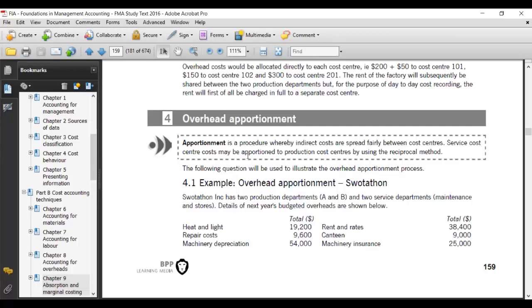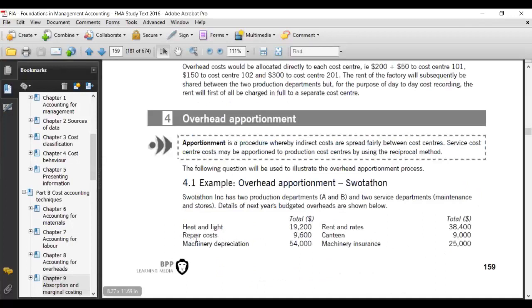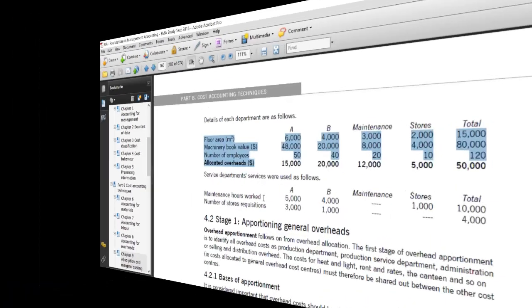Correct? Yes. Canteen, on number of employees. And then machine insurance on value of insurance. Correct? Now, we have discussed those 6 costs. Just remember that here we have got 6 costs: 1, 2, 3, 4, 5, 6. And then we have got one more.